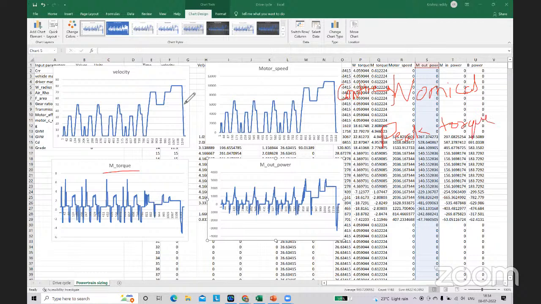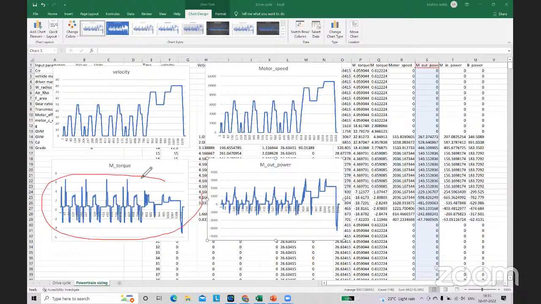This particular velocity is the NEDC drive cycle, the New European Drive Cycle. Here it's the highway drive cycle. To consider the peak torque, you need to consider it from the acceleration performance curves on that drive cycle. For continuous or nominal torque, you go for city rides and mid-traffic highway road conditions.